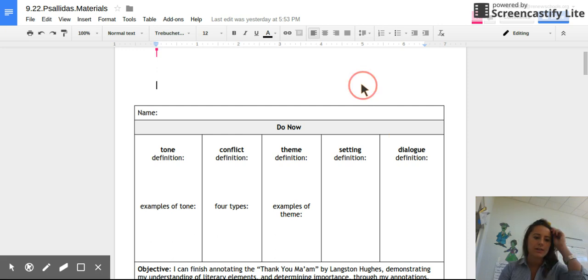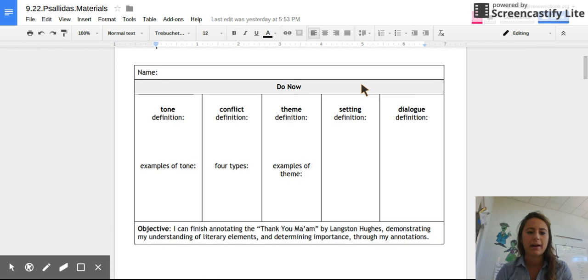Good morning, sixth graders. If you have not yet completed your do now, then do that now. Unpause when you are done. Okay, so remember, if you have done this, then you should have the do now already done.